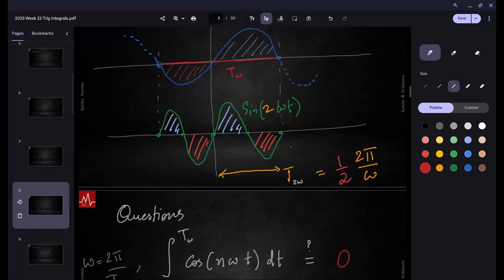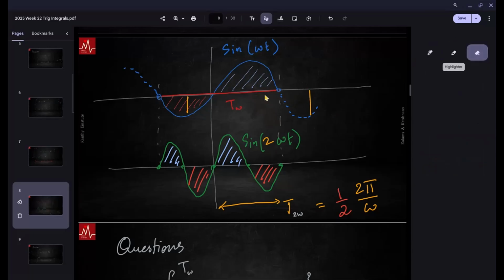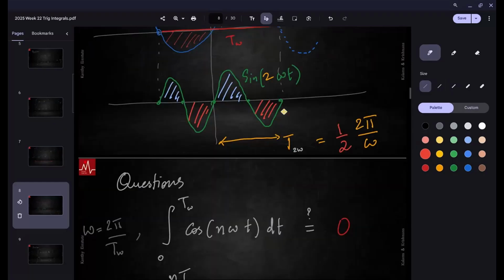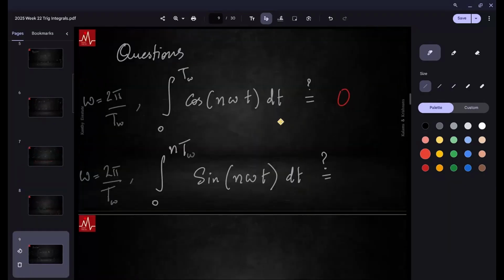Because same logic, no? As long as it's a full period, it doesn't matter where you start. You could technically start here. If you start there, things exactly cancel, right? The positive lobe will cancel the bottom lobe. So as long as it's one full period, it will cancel. It doesn't have to be 0 to T. One full period is what we technically were referring to. How about the second one?